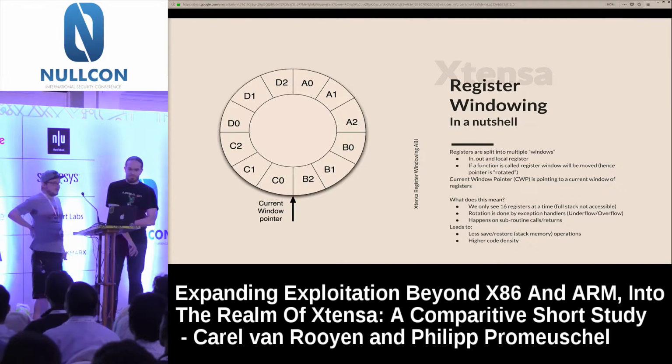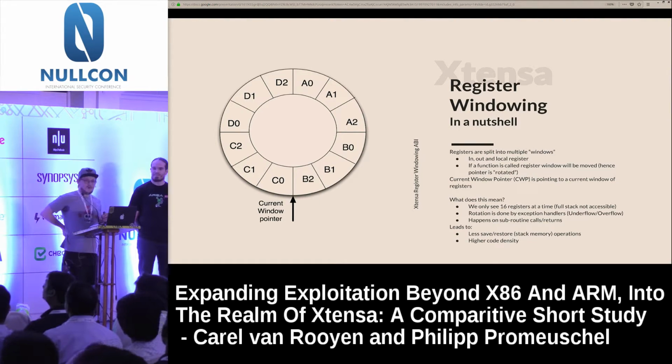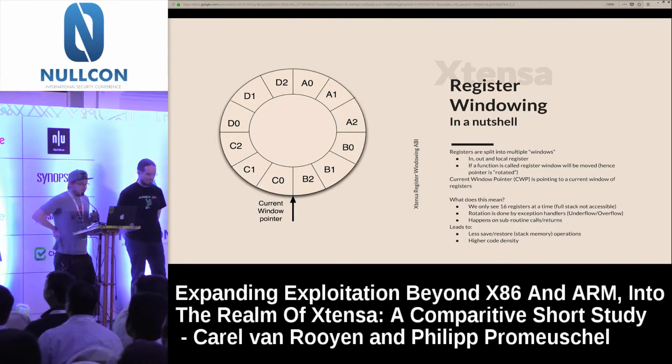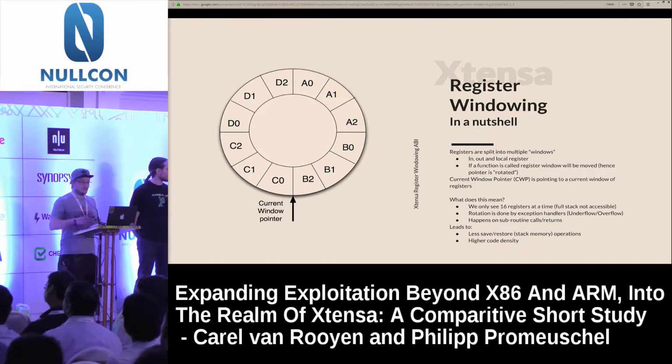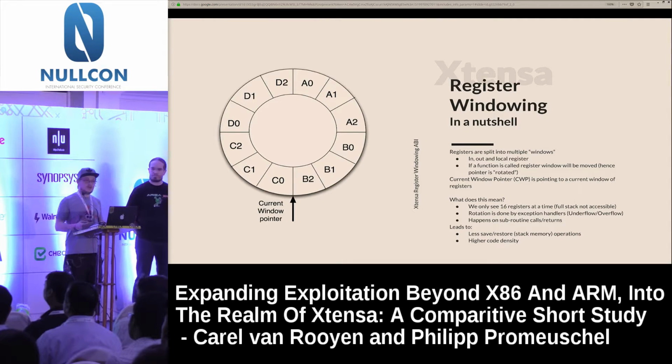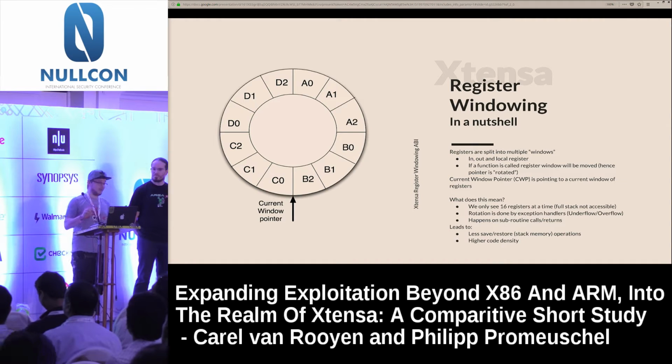Okay, so back to the ESP32. It has 64 registers available, but we only see 16 registers at a time, thanks to register windowing. So this means each function call can see up to 16 registers. This depends on how you trigger a function. So if you use the call4 instruction, you only have 4 registers available, and so on.